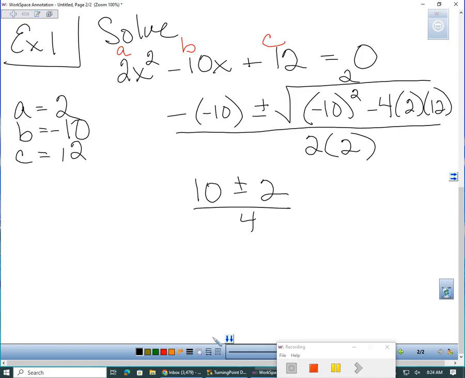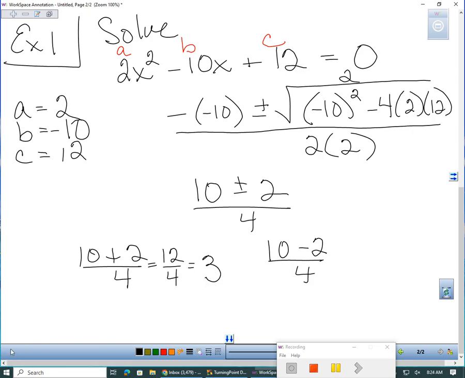All right, now, technically that's 2 separate equations. Let's talk about those 2. The first one is what I call the high road. It's 10 plus 2 divided by 4. And then I have the low road, 10 minus 2 divided by 4. 10 plus 2 is 12, divided by 4 equals 3. 10 minus 2 is 8, divided by 4 equals 2.